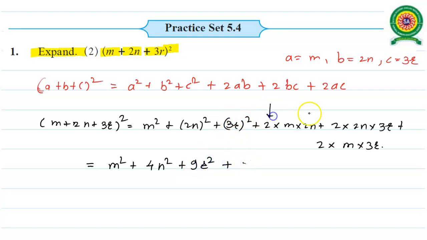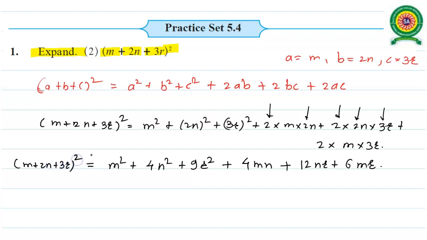Plus now 2 2s are 4, so we have 4mn, plus 2 2s are 4, 4 3s are 12, so 12nr, plus 2 3s are 6, so 6mr. So this is the expansion for (m + 2n + 3r) the whole square.